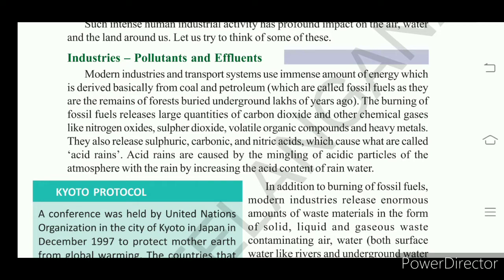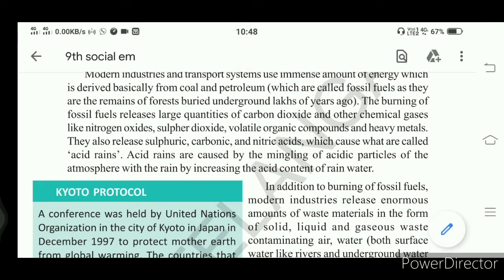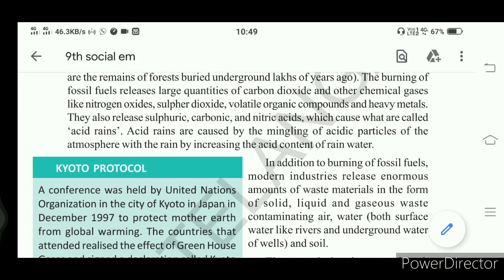So when we burn these fossil fuels, a large quantity of carbon dioxide and other chemical gases are released: nitrogen oxide, sulfur dioxide, other organic compounds, some heavy metals, sulfuric acid, and nitric acid. All these join with the atmosphere, so that the atmosphere is polluted, and that leads to acid rains. What is meant by acid rains? The acid particles join with the rain, and that is called acid rain.